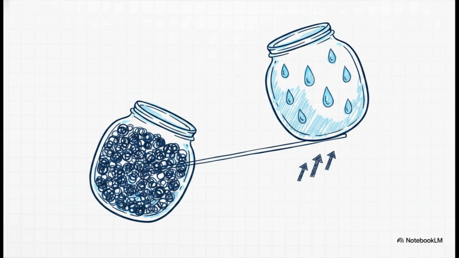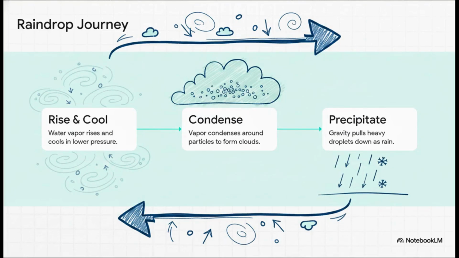Think about that for a second. This means that very moist air that is just packed with water vapor is practically lighter and less dense than completely dry air. Because it's lighter, that moist air creates low-pressure systems that rise high into the atmosphere, eventually cooling down. If we follow the journey of a raindrop, we see this exact physical process at work.